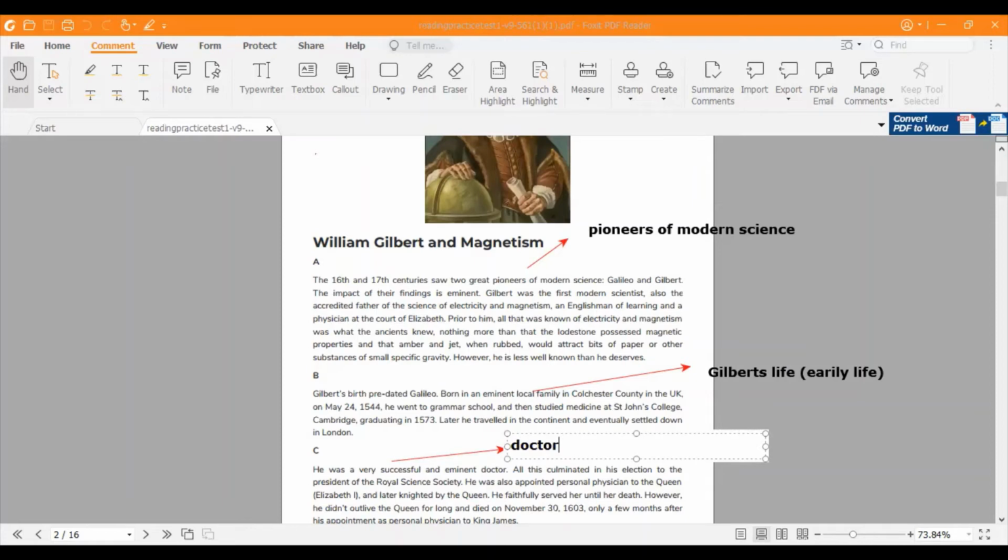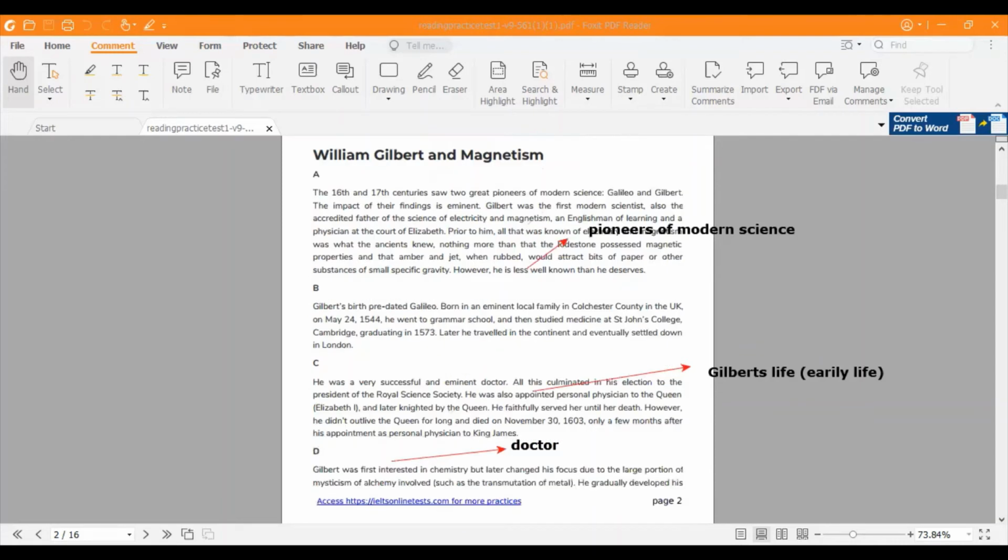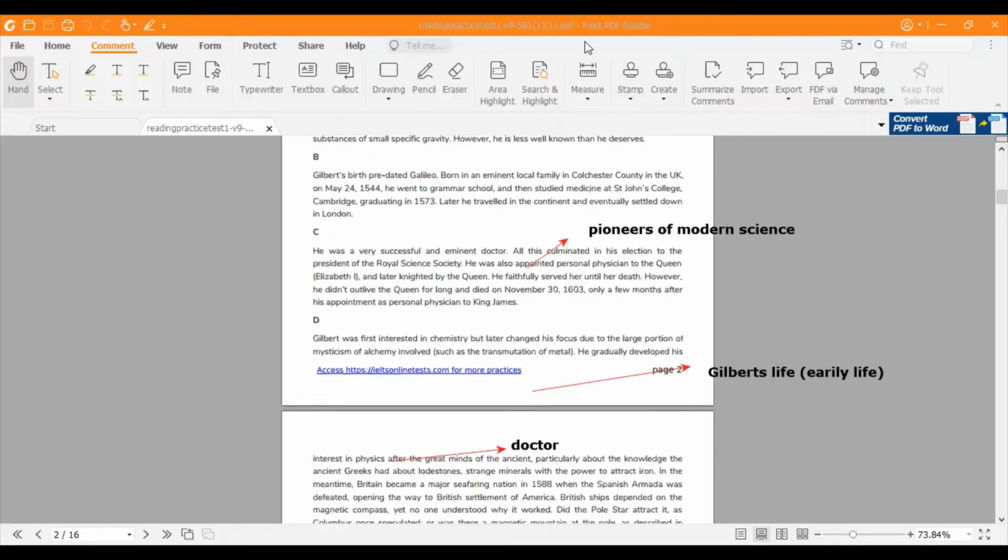First, the paragraph talks about the two pioneers of modern science, Galileo and Gilbert, these two. Then paragraph B talks about Gilbert's early life. And paragraph C talks about how he was also an eminent doctor. The most important words are successful doctor. That's enough here. Then you move on to paragraph D. I want you to do it yourself. Can you do it?